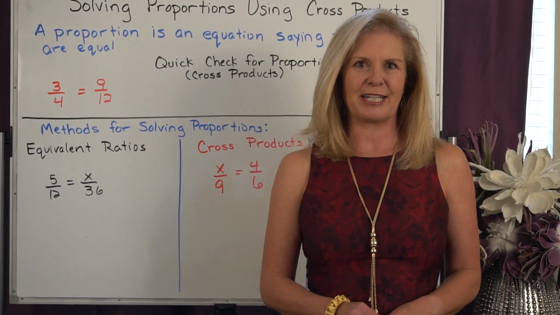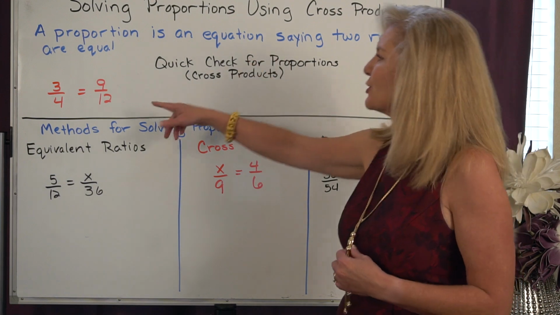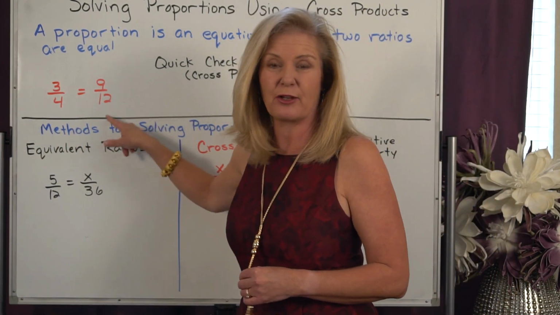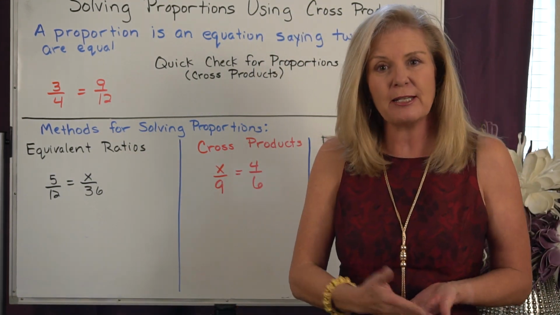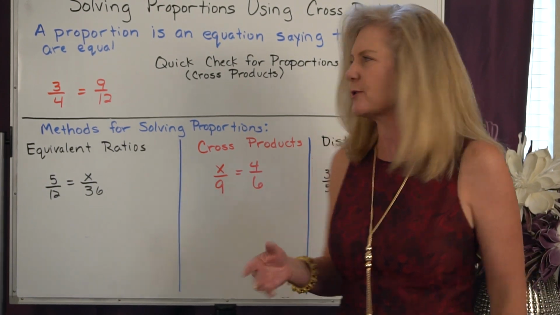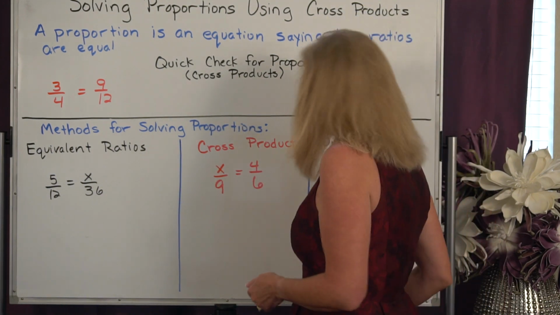Our math adventure continues. We're working with proportions today. Remember, a proportion is just an equation where one ratio is set equal to another ratio. Now, proportions by definition mean that the ratios have to be the same in lowest terms. Well, we can see 3 to 4 is in lowest terms, but 9 to 12 is not.